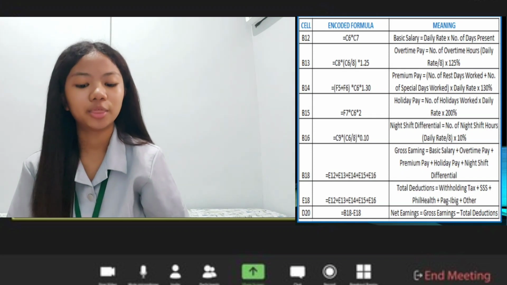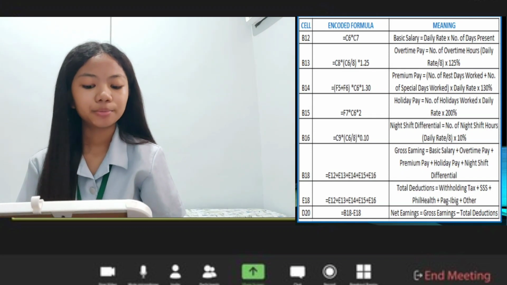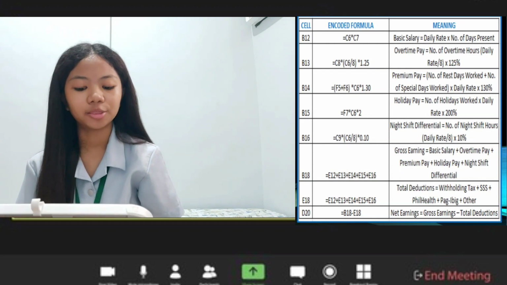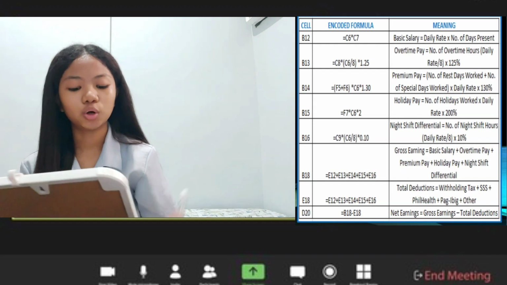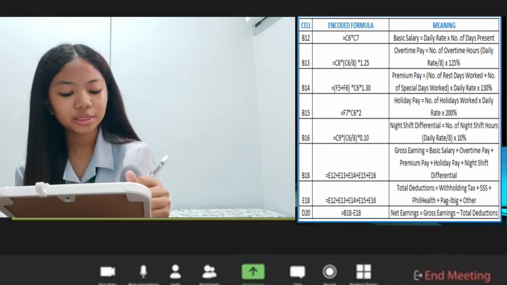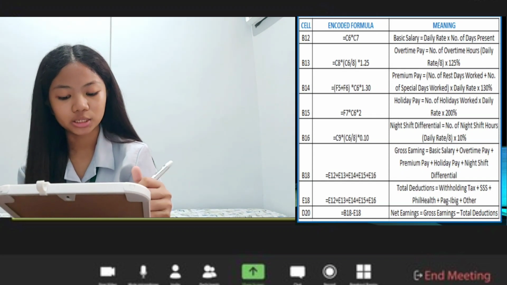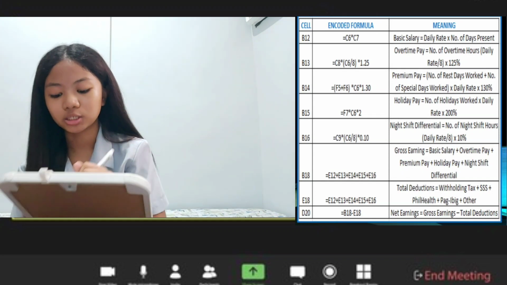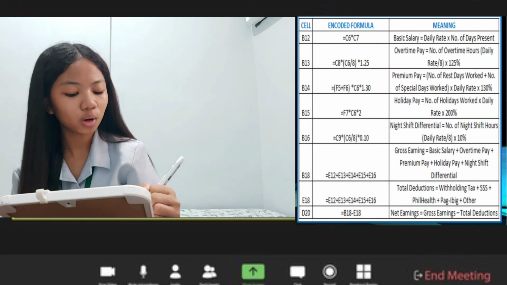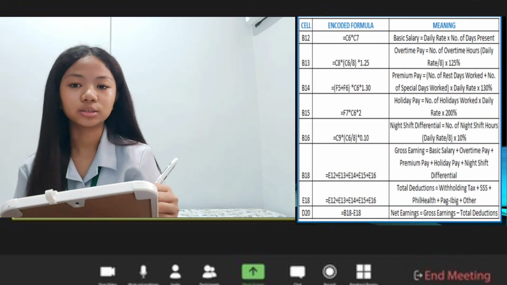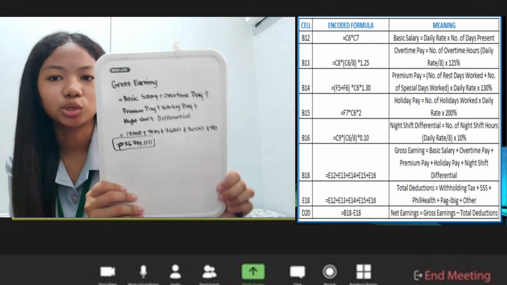So if we add the basic salary plus overtime pay plus premium pay plus holiday pay and night shift differential, we can get the gross earnings. So it is equal to 19,000 plus 3,125 plus 2,600 plus 2,000 pesos plus 50. So it is equal to 26,775 pesos. So here is the solution.